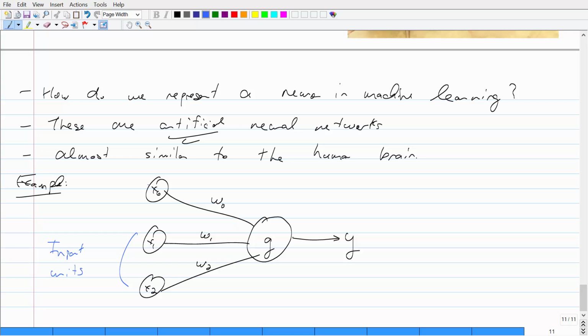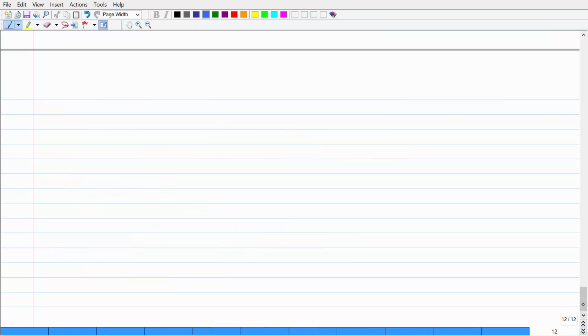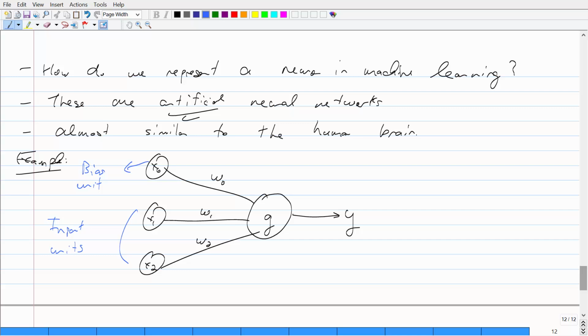Okay? And then there's a very special unit which is called the bias unit. You can think of that in terms of logistic regression or linear regression, where you have the slope, or not the slope, the intercept term that allows you to adjust where the actual decision boundary is. And this is usually equal to 1. So in neural networks, you have what's known as a bias unit.